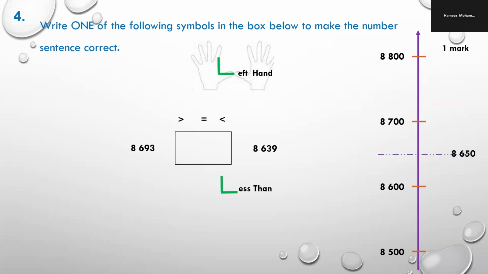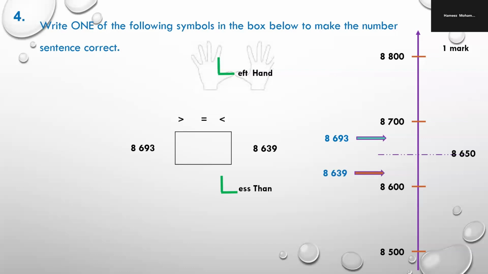Well, 8,650. So if we know that, let's look at the number on the left side. 8,693. Will that be below that purple line or above? Well, it will be above. So that gives us 8,693 is above or more than the benchmark. And what about 8,639? Is that the same as 50, more or less? It will be lower than. So 8,639 is less than that.